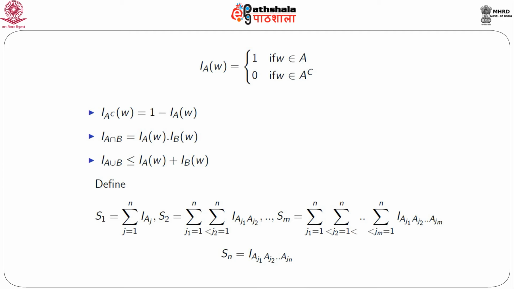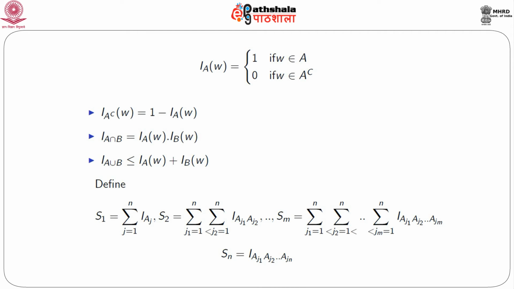To prove or describe two more results, we define partial sums. S1 is the sum over j from 1 to n of I_{A_j}(ω). S2 is the sum over j1 and j2, with j1 less than j2, both ranging from 1 to n, of I_{A_j1} I_{A_j2}. This will contribute if and only if ω belongs to both of these two sets. Similarly, Sm is defined as the sum of I_{A_j1} I_{A_j2} ... I_{A_jm}. So, I am considering m sets A_j1, A_j2, ..., A_jm.